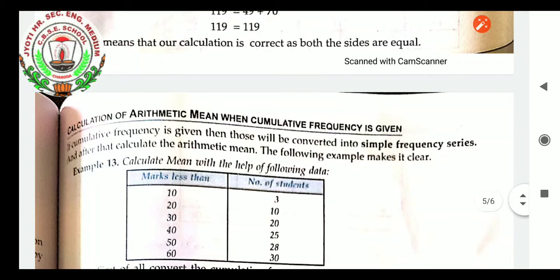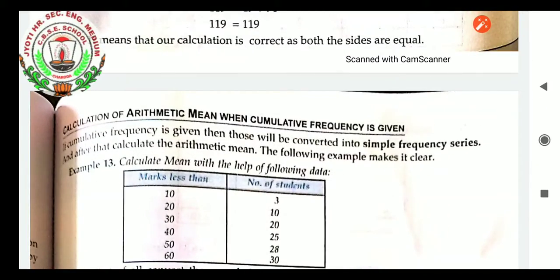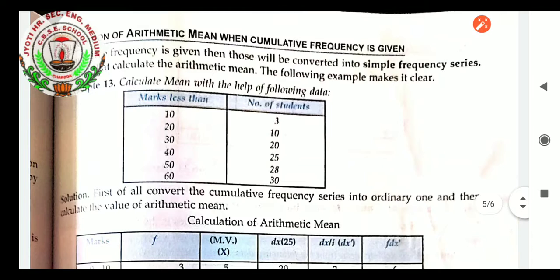Next part is calculation of arithmetic mean when cumulative frequency is given. Cumulative frequency is given, definitely we have to take out the frequency separately, then only our calculation can be done. For identifying in which question it is, more than and less than. So here a marks less than type question is given, number of students.